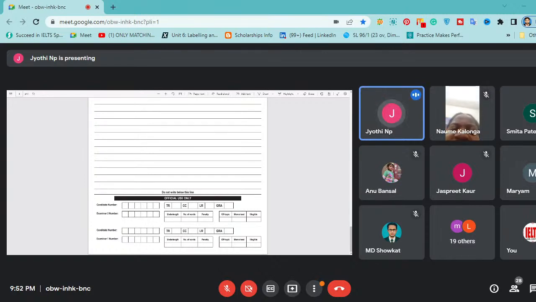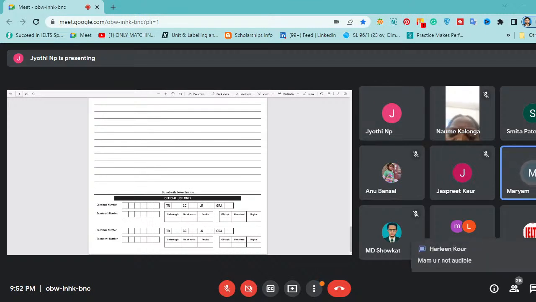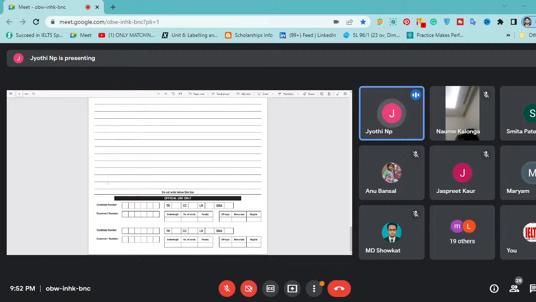Yes. Any doubts here? Can you please repeat again about the illegible? Illegible means the words which cannot be seen. Now, say for example, when you're writing, one second, let me just do a demonstration in my book. Say for example, apple.